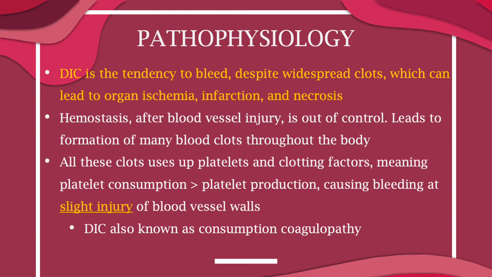So, as the process of blood clotting is occurring throughout the body, these clots use up all the platelets and all the clotting factors. Since these factors and platelets are being consumed, there will be bleeding at the slight injury of the blood vessel wall. DIC is also known as consumption coagulation because the widespread clots throughout the body consume all of the clotting factors and the platelets that are needed when there actually is injury to the vessel. So in layman's terms, DIC is a mix of having too much clotting, but also having not enough.